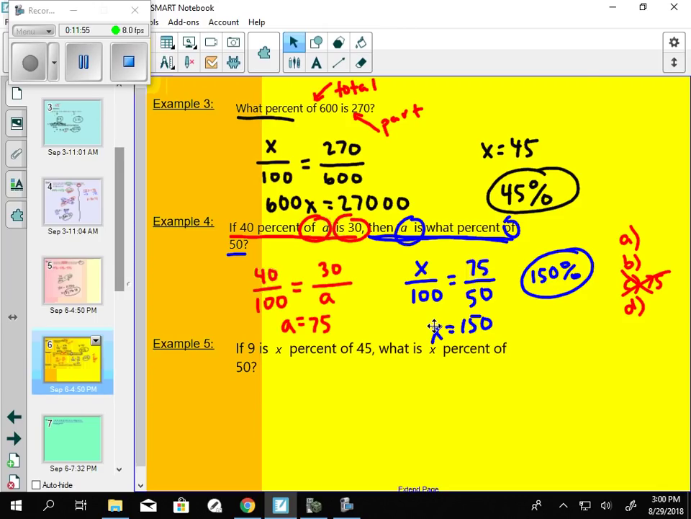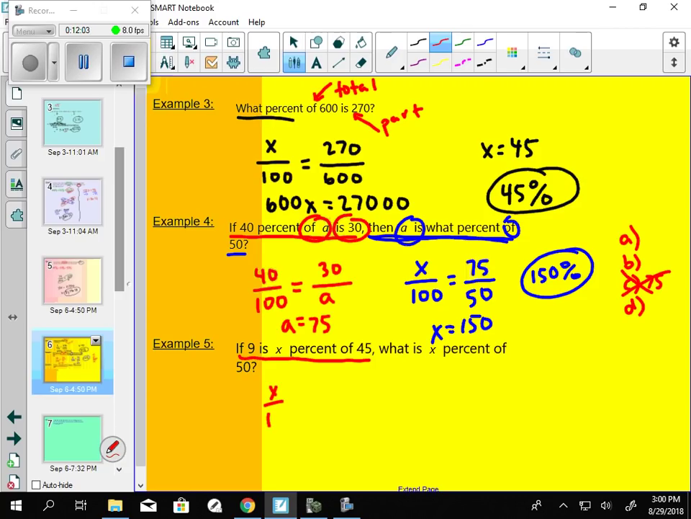Okay, let's see what you got. Again, this is a two-part problem. If 9 is X percent of 45, so what percent? Percents are out of 100. Of indicates our total of 45, and 9 is our part. If you cross multiply and divide there, you should have come up with 20%.